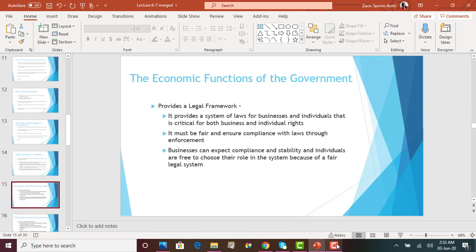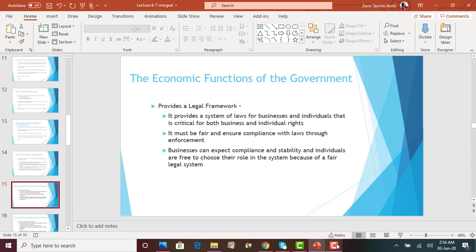Now, so far we have seen that the government plays an important role in the economy. They provide public goods, but what are the functions of government? What are the official or economic functions of the government? We are not talking about other types of functions. They can have war related functions, they can have other legislative functions, but in terms of the economy, what are the official functions of the government?